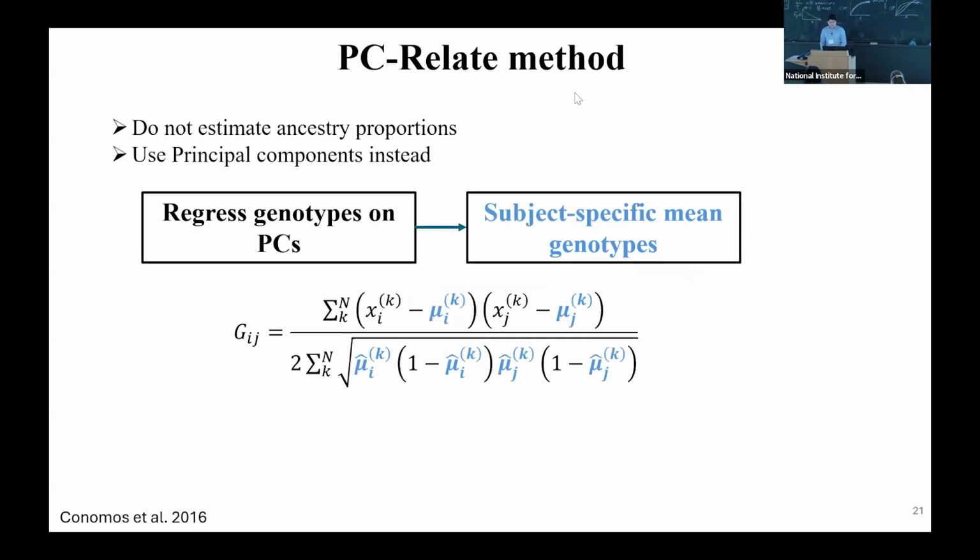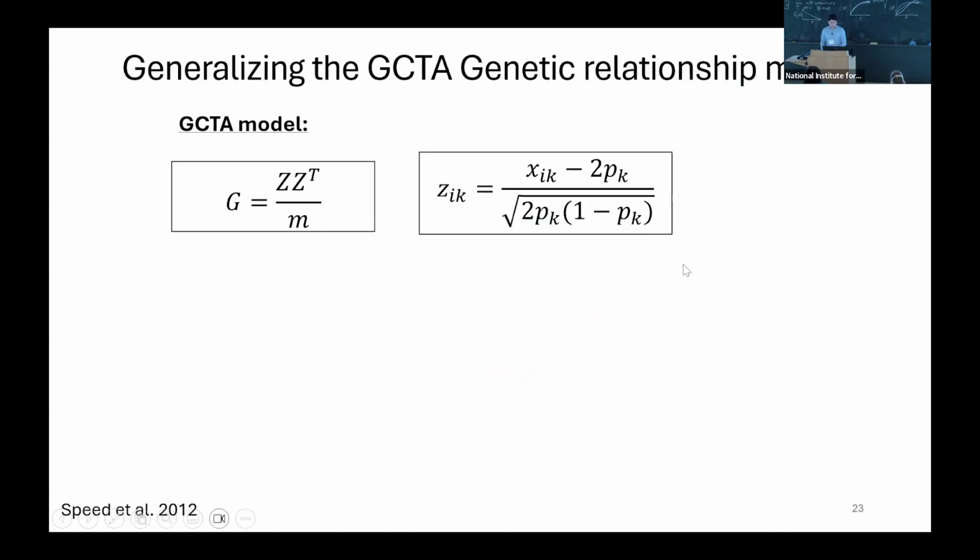A further and final extension that I will mention is PC-Relate, which drops the need to define the latent components. And instead, we simply regress the genotypes on the principal components. So we'll have the expected genotypes given the ancestry of a sample, and we will get a similar estimator of the kinship coefficient that actually works really well, even in highly admixed samples.